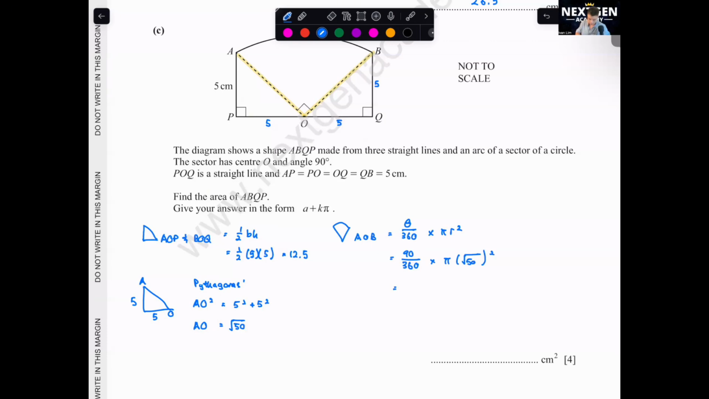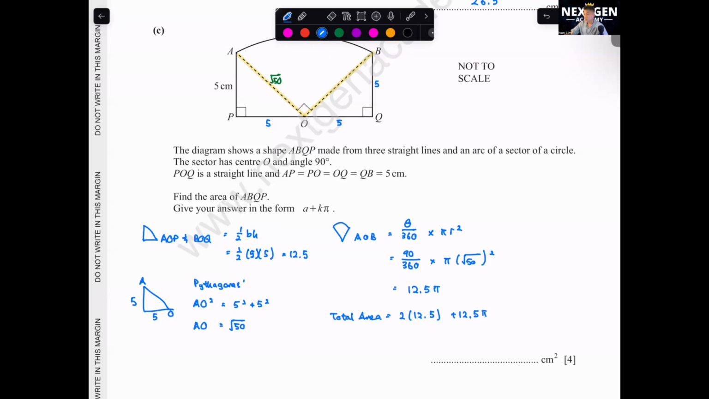90 over 360 times pi times 50. So here will be 12.5 pi. Okay, so this one is your radius, this is root 50. Now we add it all up together. So total area will be equal to 2 times 12.5, because you got two triangles, plus the area of the sector.